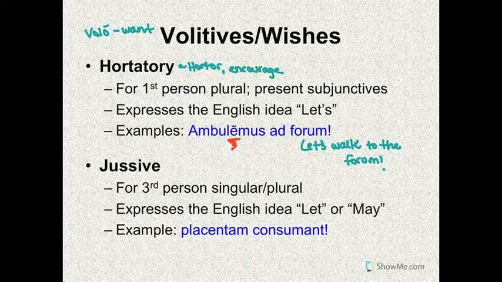All right. Essentially, a cousin to the hortatory is the jussive. It expresses the same idea, but it's used for the third person singular and plural. Any ideas what this word comes from? It comes from the verb iubeo, which means to order in Latin. The third principal part of iubeo is iussi, and that's how we get the word jussive. Like the hortatory, the jussive expresses the English idea of let or may.